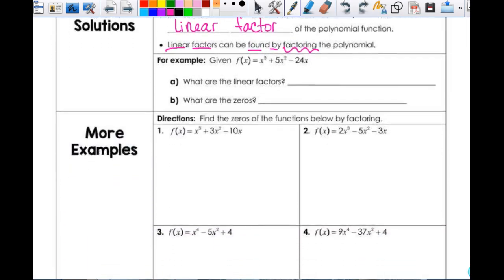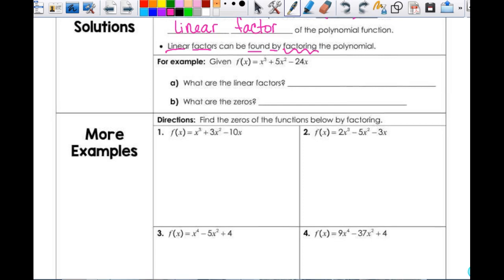All right, so for example, we have f of x equals x cubed plus 5x squared minus 24x. It's asking for the linear factors, so we're going to have to factor it. I'm going to come over here, because there's really no room to factor it. Let me rewrite the expression part of that. x cubed plus 5x squared minus 24x. Okay. So I'm going to factor out my GCF. Always find the GCF first. x times x squared plus 5x minus 24.